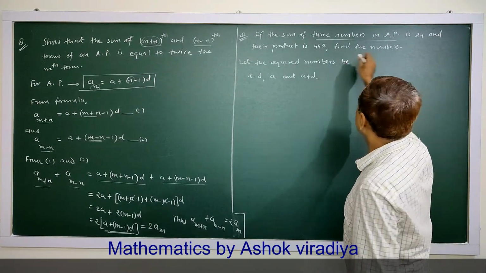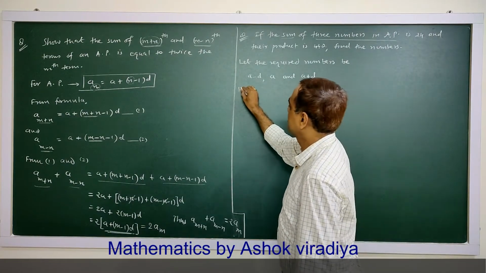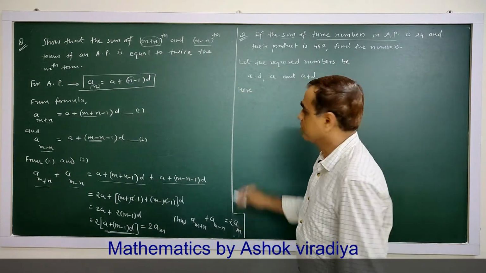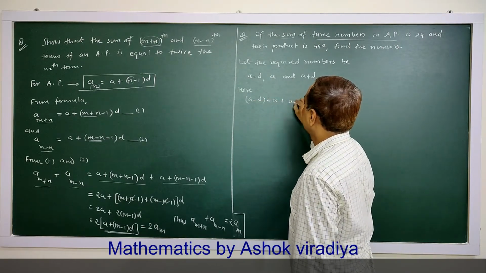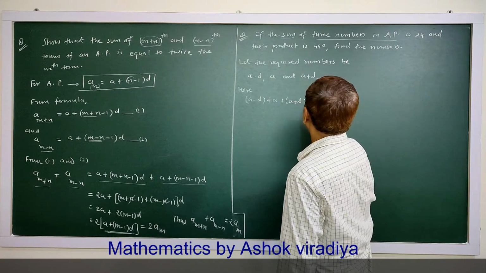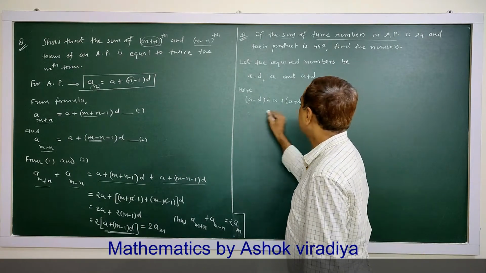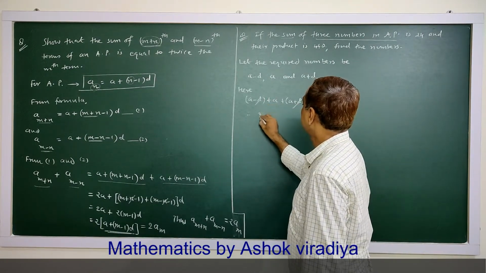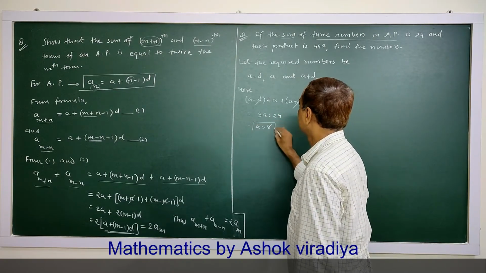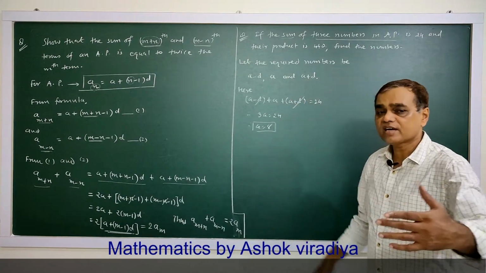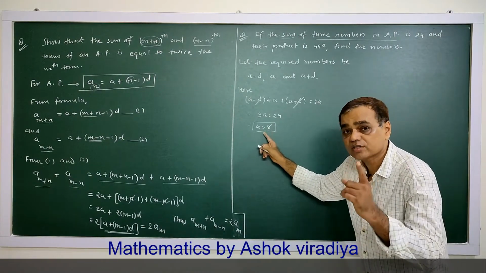Now see, the next statement is their sum is 24. Here the sum of these numbers is 24. So I am adding these numbers a minus d, a, a plus d, it is 24. So adding them, this d is cancelled. So 3a is 24, so a is 8. Applying this trick directly, we are getting the value of a. And remember, this is not taken as the first term.